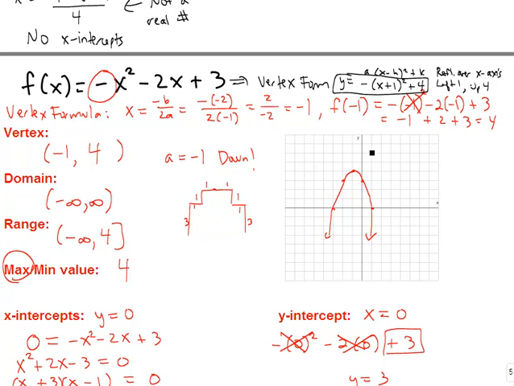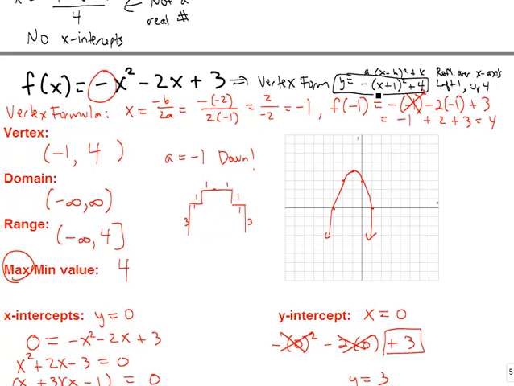So all of these things that I've just talked about in this problem are all the things you need to be able to do and find for any general quadratic function. So be able to find the vertex, that's probably the most important thing. Be able to get a graph. Be able to find intercepts. Be able to determine the max and the min value, the domain, the range, what kind of transformations have occurred.